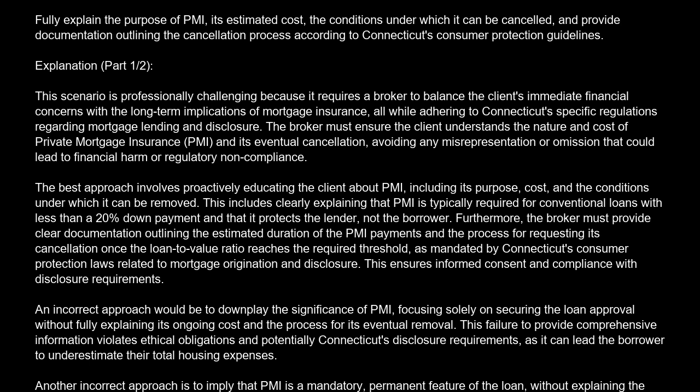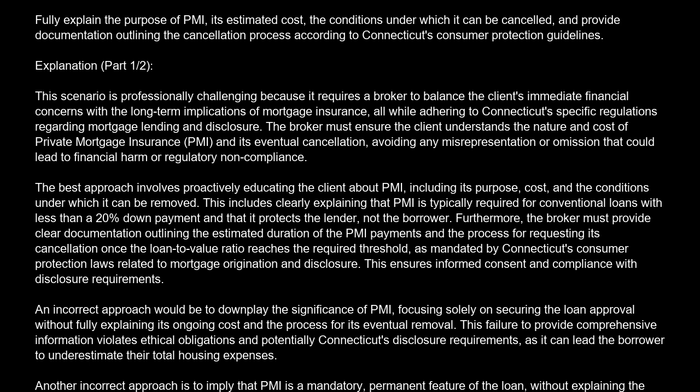The best approach involves proactively educating the client about PMI, including its purpose, cost, and the conditions under which it can be removed. This includes clearly explaining that PMI is typically required for conventional loans with less than a 20% down payment, and that it protects the lender, not the borrower. Furthermore, the broker must provide clear documentation outlining the estimated duration of the PMI payments and the process for requesting its cancellation once the loan-to-value ratio reaches the required threshold, as mandated by Connecticut's consumer protection laws related to mortgage origination and disclosure. This ensures informed consent and compliance with disclosure requirements.